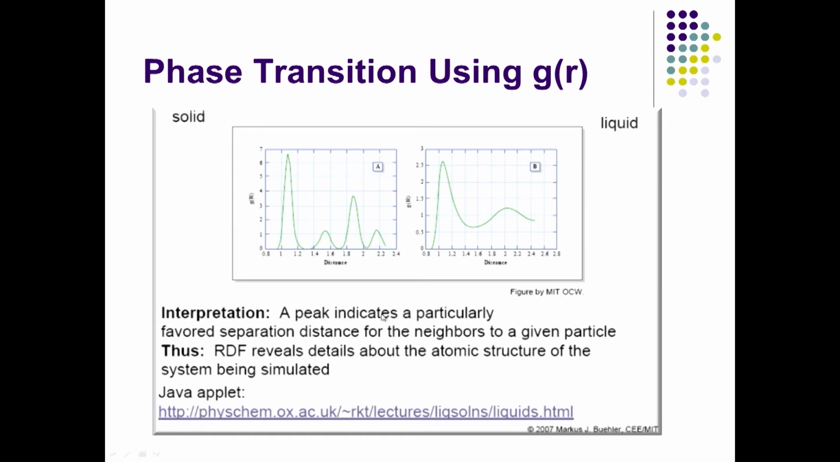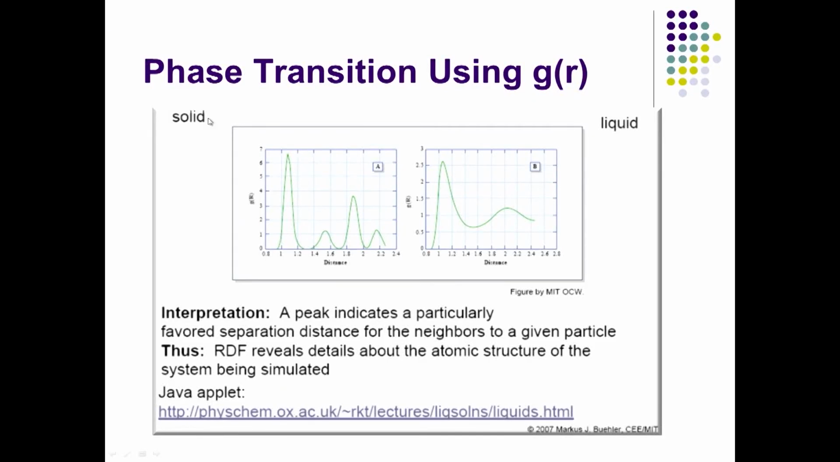Now, as you go to a liquid phase, you see that there is a softening of all the peaks, and there is only one peak, and that has become much larger. So, what you are seeing is a large number of neighbors around the first peak, the nearest shell, but after that there is no correlation, there is no peak coming out, and there is the softening of all the other peaks. A peak indicates a particular favored separation distance for neighbors to a given particle. So, thus RDF reveals details about the atomic structure of a system being simulated.